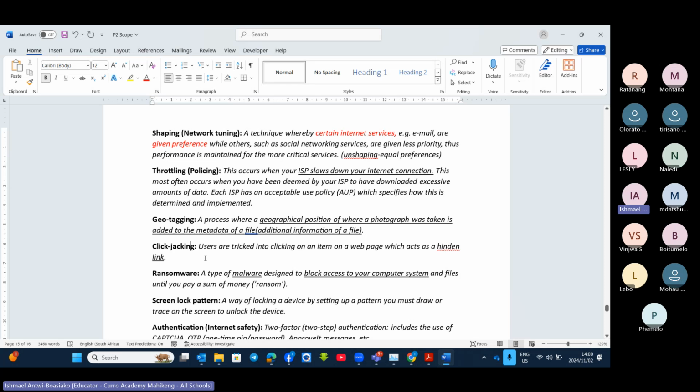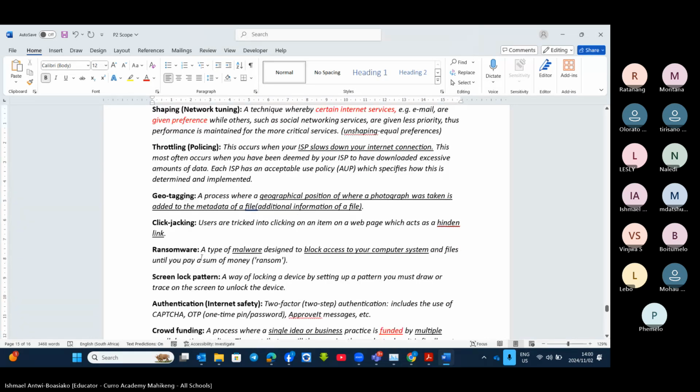Clickjacking, we discussed it. It is whereby criminals trick people by using a hidden link. And then ransomware, we discussed it now. It's malware that blocks your access to your computer system, and then you have to pay some money, which is called ransom, before they unblock it for you. Criminals normally use Bitcoins for ransomware, so take note of that. Now, screen lock pattern. That's a way of locking or unlocking your device.